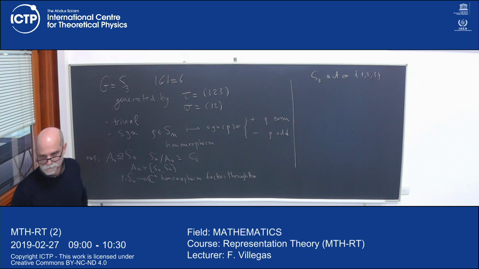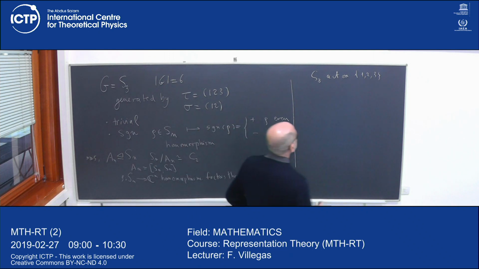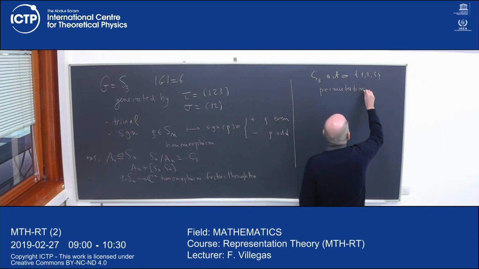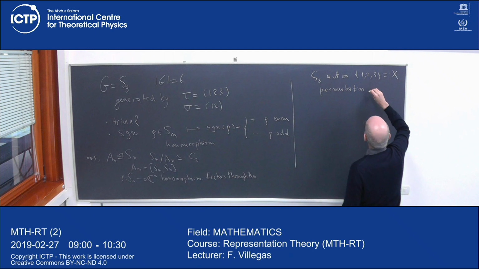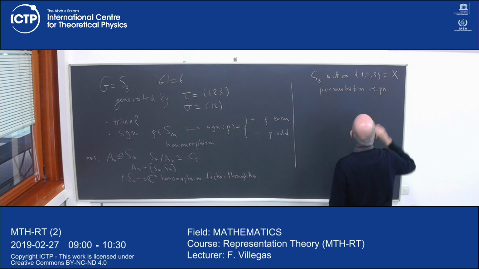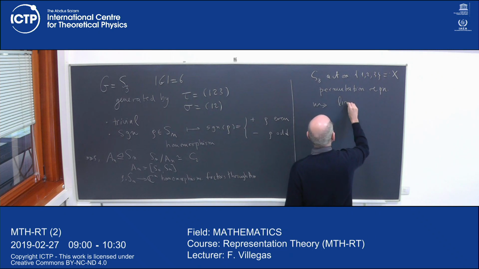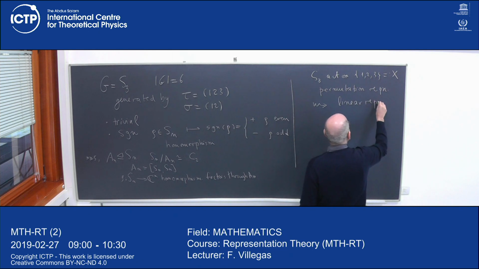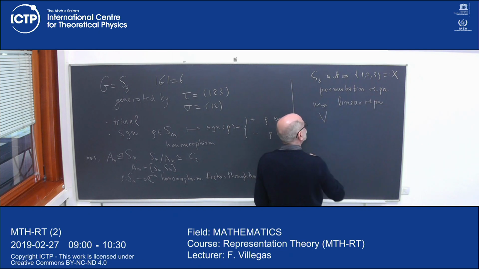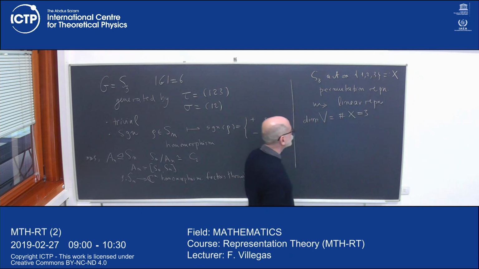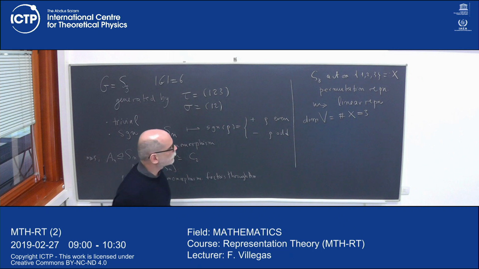S3 is, by its very nature, acting on 3 things. So this is a permutation representation. It just permutes the elements of the set, so we call it set X. And associated to any permutation representation, we have a linear representation, on a vector space of dimension equal to the size of the set. So in this case, this is 3. So it acts on the 3-dimensional space by permuting the coordinates.